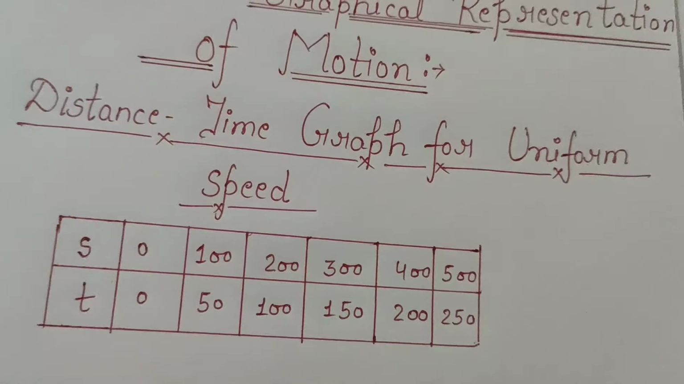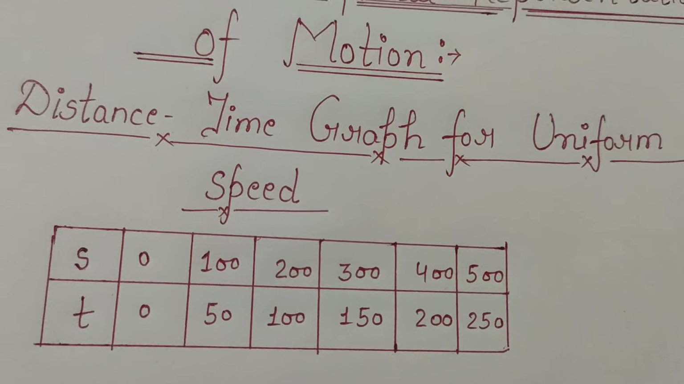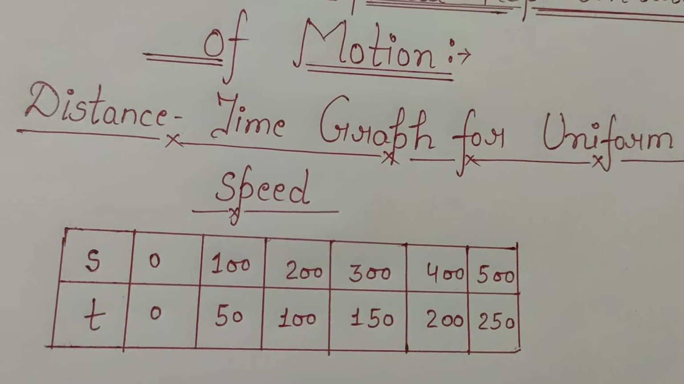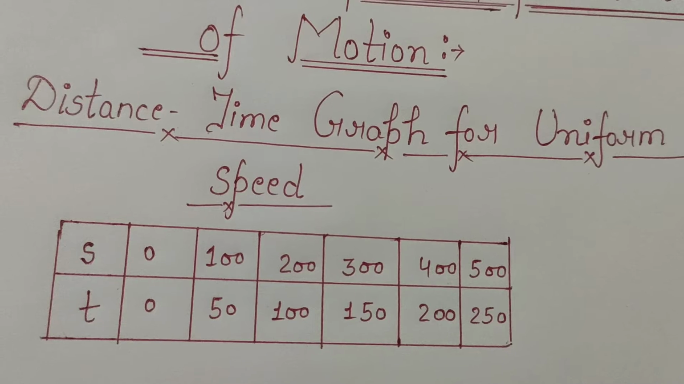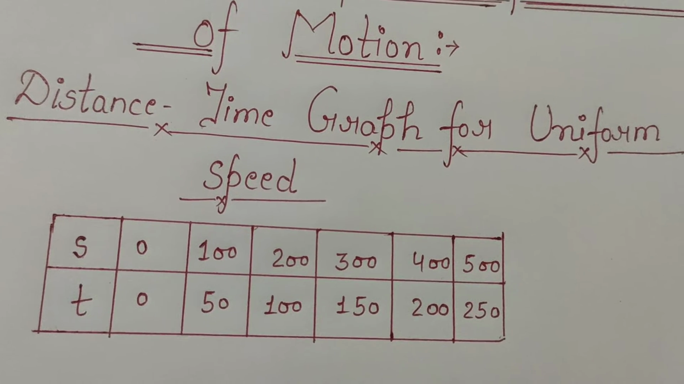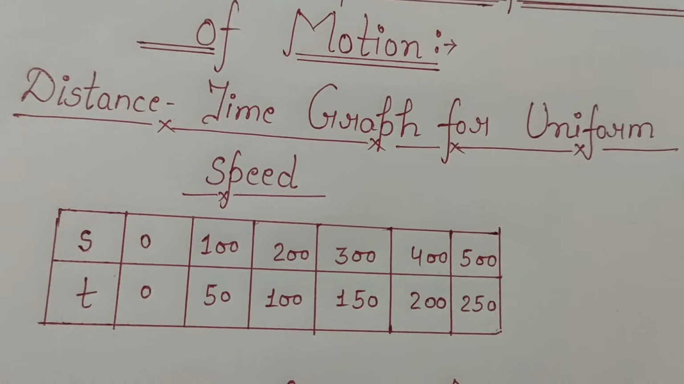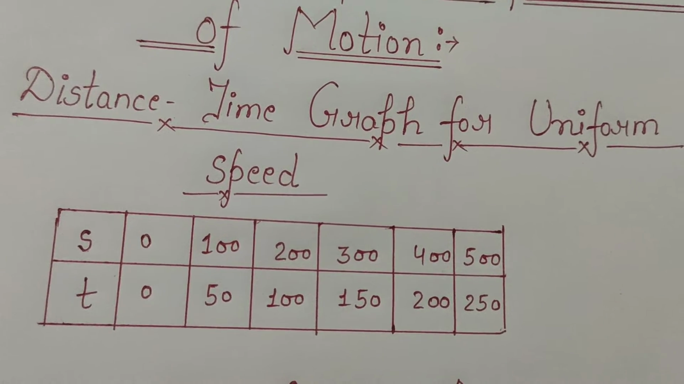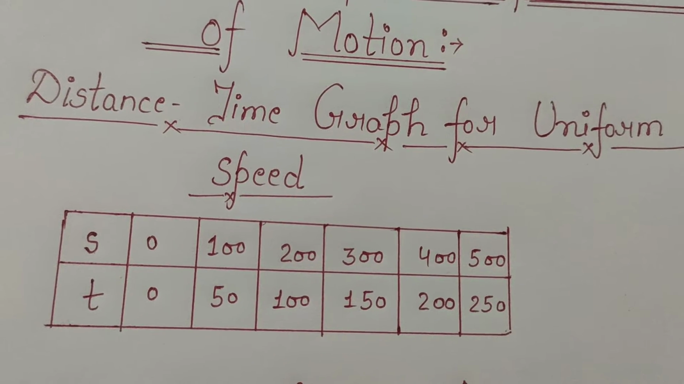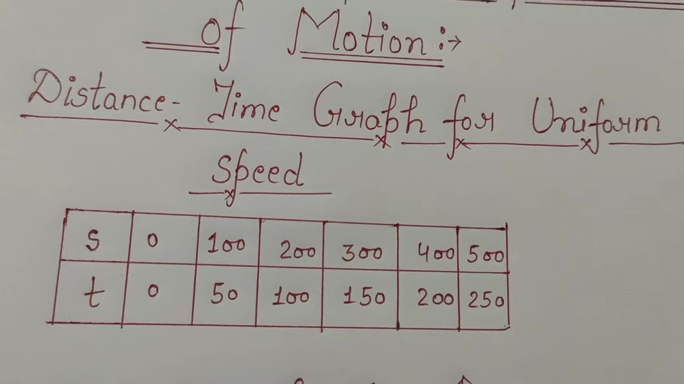So now we have tabulated the given data, and we are going to draw the graph from the same. So how are we going to draw the graph? Always remember, when you draw the graph, time is always taken along the x-axis, because time is an independent quantity and the distance depends upon the time.